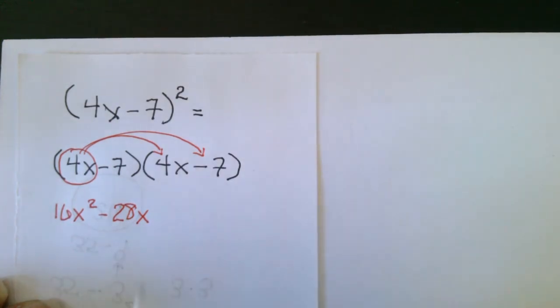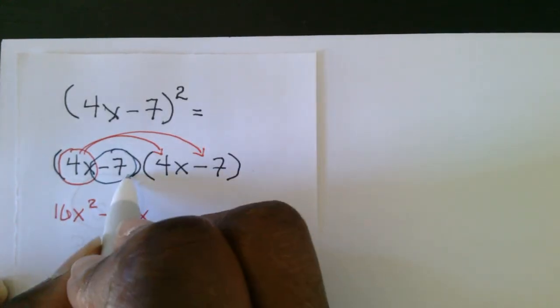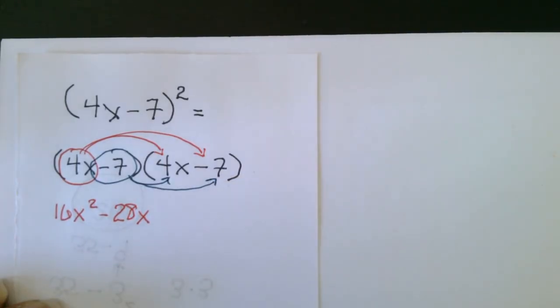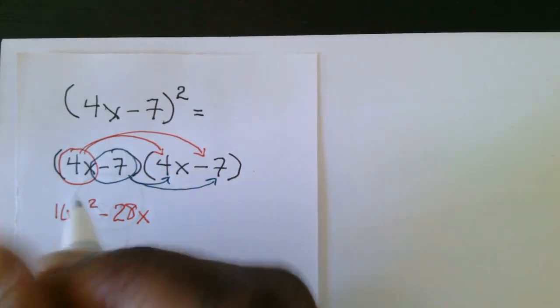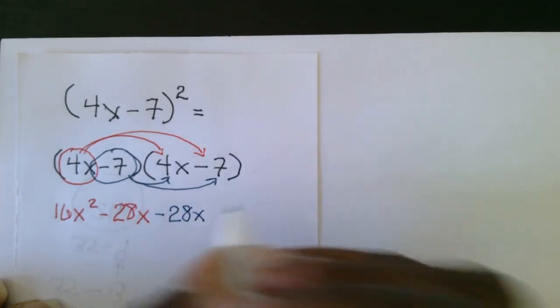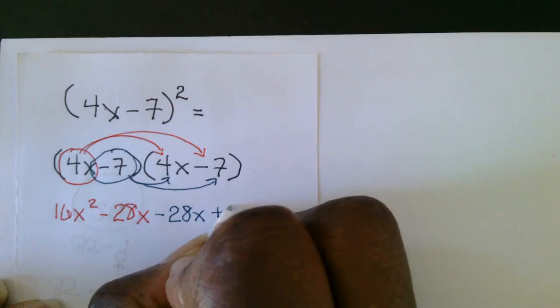Now I'm going to distribute this negative 7 to everything inside of that second parenthesis. So negative 7 times 4x gives me a negative 28x. And negative 7 times negative 7 gives me a positive 49.